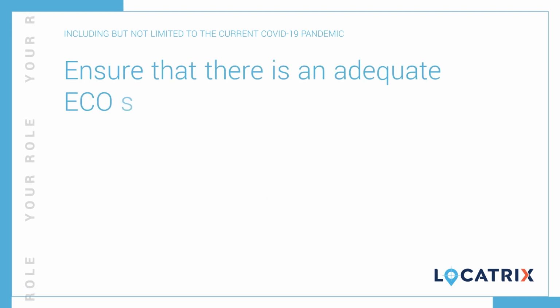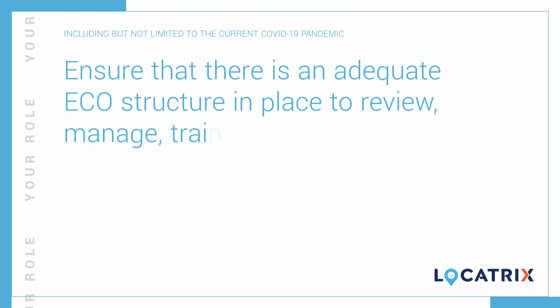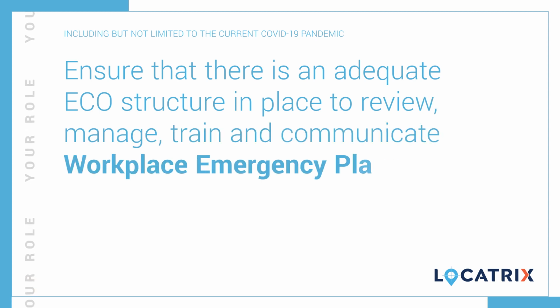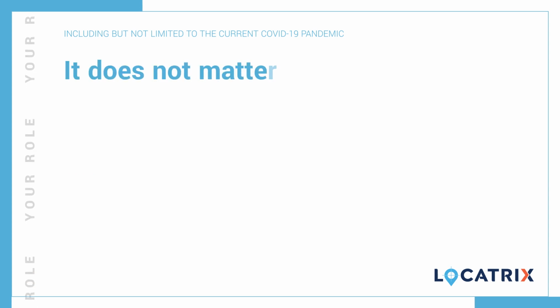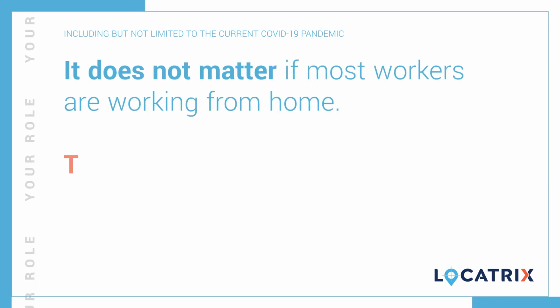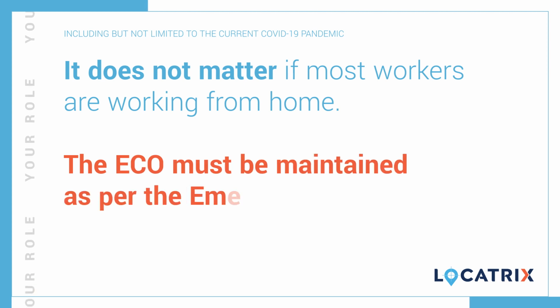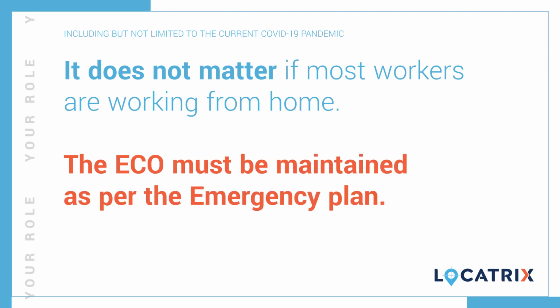Responsibility under WH&S laws rests with a person conducting a business or undertaking, PCBU, nationally, to ensure that there is an adequate ECO structure in place to review, manage, train and communicate workplaces' emergency plans. This is the law, and it does not matter if some workers are home-based or working from your office. The ECO has to be maintained as per the emergency plan.